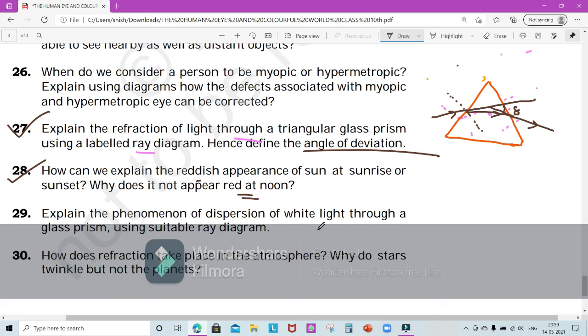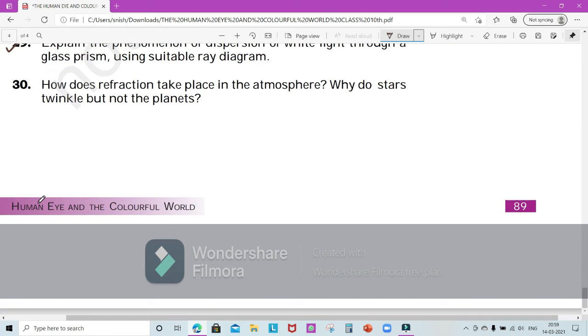Explain the phenomenon of dispersion of white light through a glass prism using a suitable diagram. See, when they are asking it plenty of times, you can know its importance. It's already done now. And to our surprise, this is the last question.